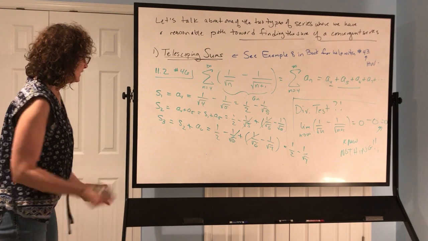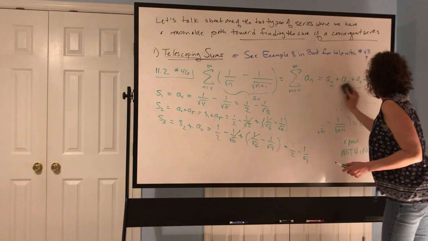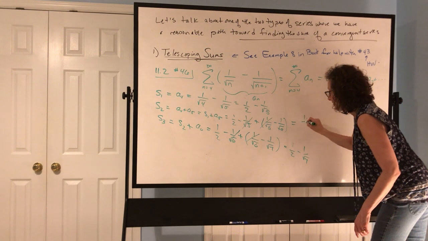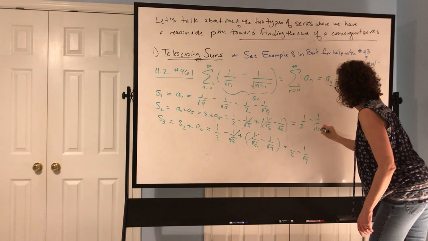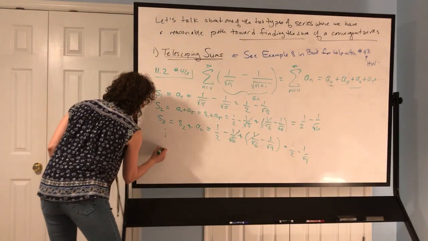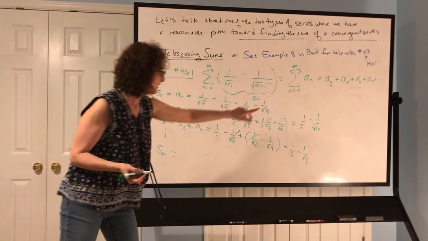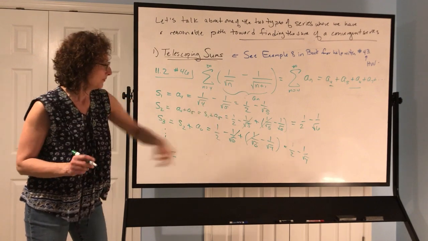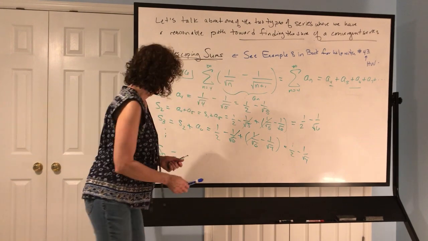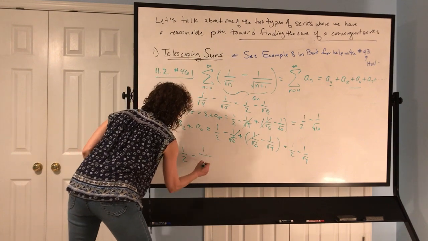Let's see if we can come up with a formula for S sub n. We've got S1 is 1/2 minus 1 over root 5, S2 is 1/2 minus 1 over root 6, and S3 is 1/2 minus 1 over root 7. The 1/2 looks like a constant, so maybe we'll guess it's 1/2 minus 1 over the square root of something.